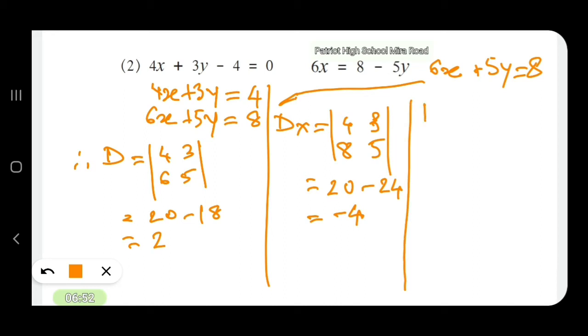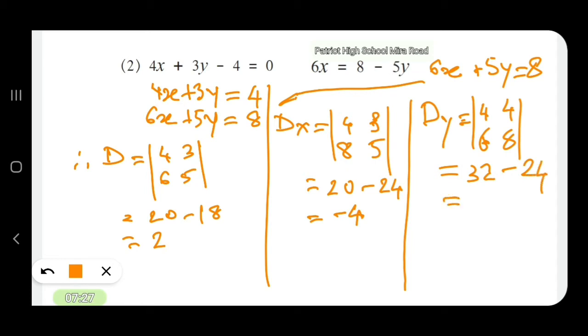Dy, determinant Dy is, we will eliminate the second column and bring the third column in place of it. So it will be 4, 4, 6, 8. Four 8s are 32, cross multiplying. Minus 4 6s are 24. So 32 minus 24 is 8.